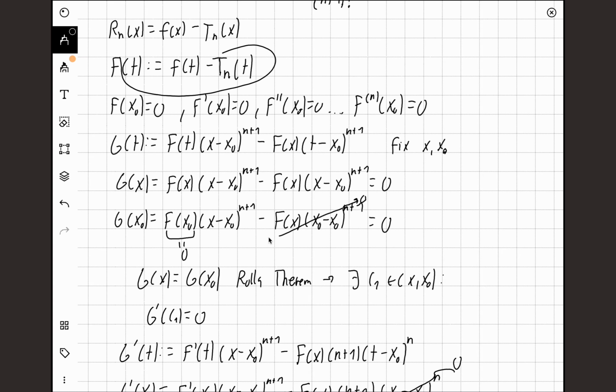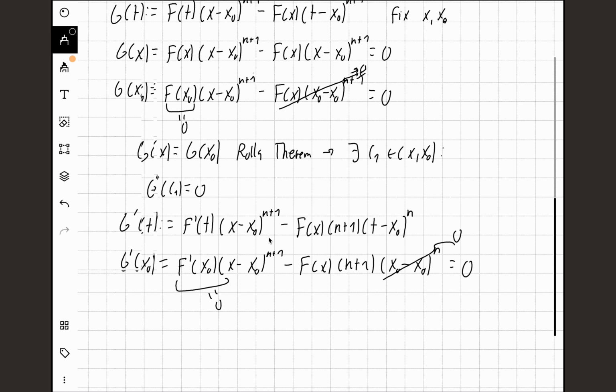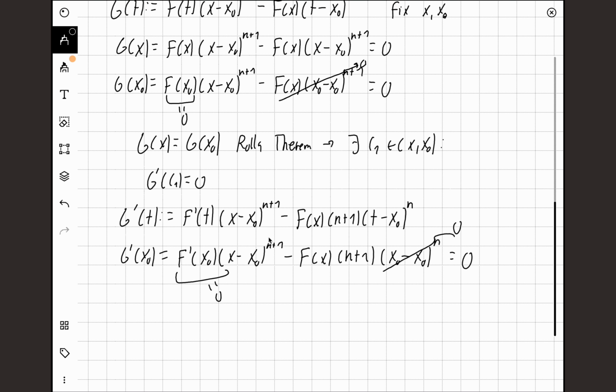That's how we define this remainder term. At x0, these two have to be the exact same, so this also equals 0. So again, we get the derivative of g at x0 equals 0. Bang. But we can't say the same for x, but we can say the same thing for c1. Again, by Rolle's theorem, we know that there exists a point c1 somewhere in between x and x0, such that g of c1 equals 0.